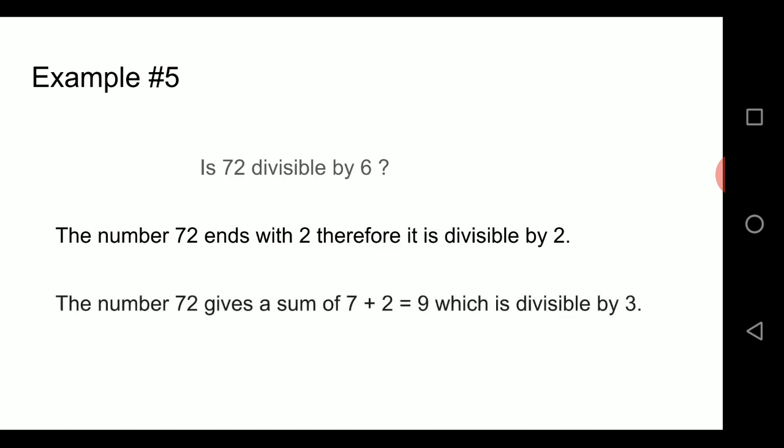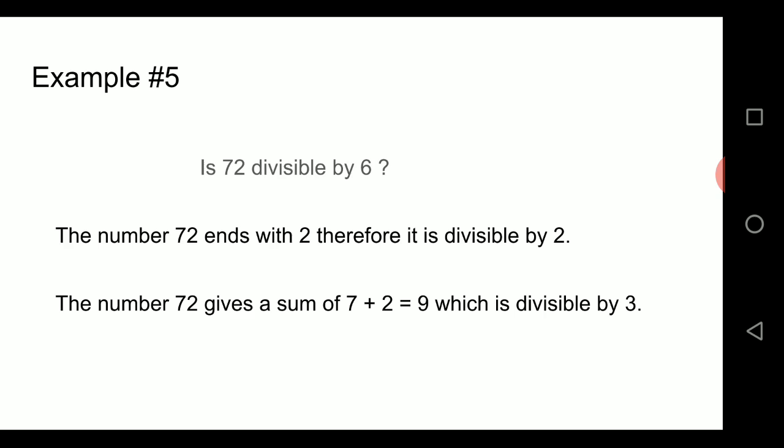Now we have to find whether that number is divisible by 3. So what is the definition of divisibility for 3? You have to sum up all the digits, and if the sum is divisible by 3, then the number is also divisible by 3. So 7 plus 2 is 9, which is divisible by 3. So this number is divisible by 3.